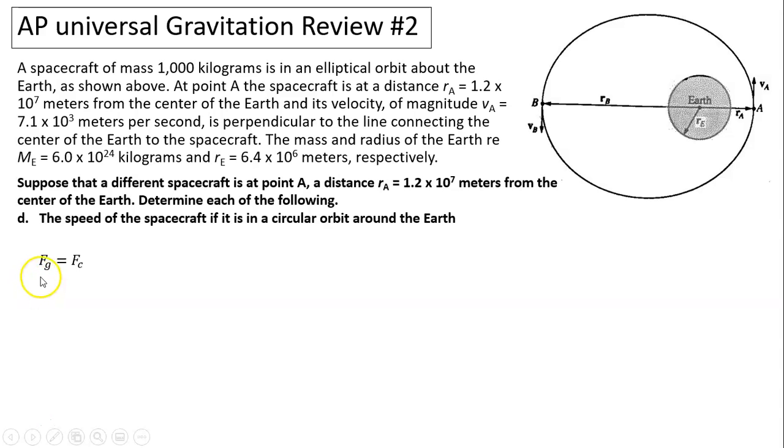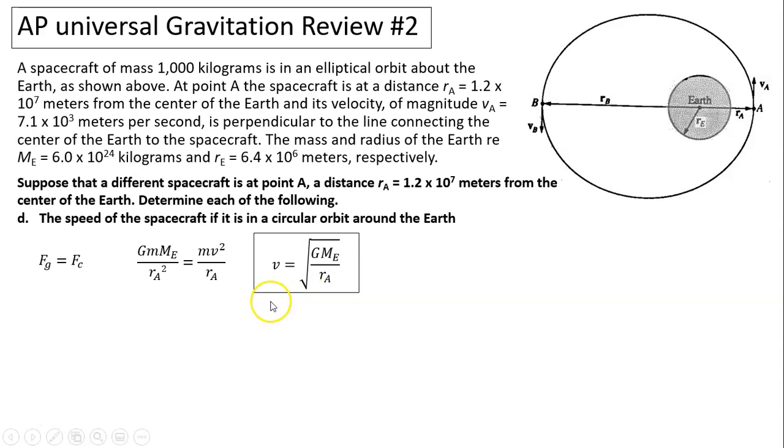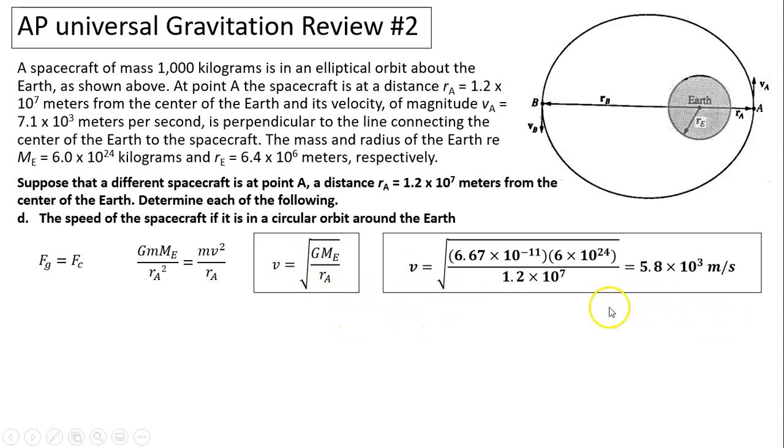We know centripetal force is provided by gravity. So from there, we set them equal to each other. You will find the circular speed is the square root of G ME divided by RA. We know ME, we know RA, we know G. You simply substitute values, and you should have 5.8 times 10 to the 3 meters per second. As you can see, the speed is different. The speed does depend on the type of orbit.